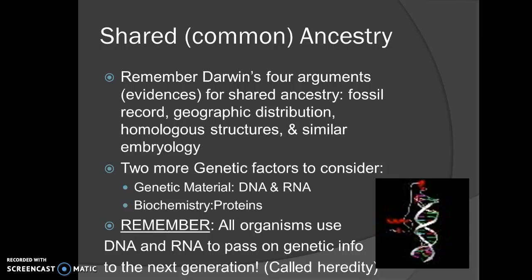I think that might be it. So this is the last slide, and the time is up. So shared common ancestry. Remember Darwin's 4 arguments, evidences for shared ancestry. You need those for your quiz or test. Fossil record, geographic distribution, homologous structures, and similar embryology. There's 2 more genetic factors to consider that Darwin didn't have access to, and that's your DNA, RNA, and biochemistry, including proteins. Now we look at those for looking at similarities too.